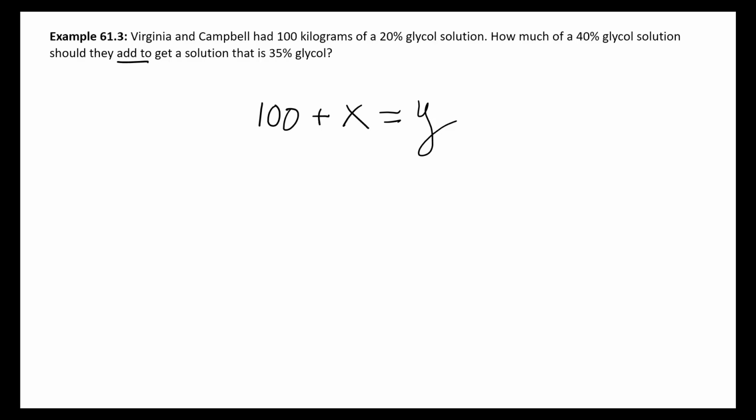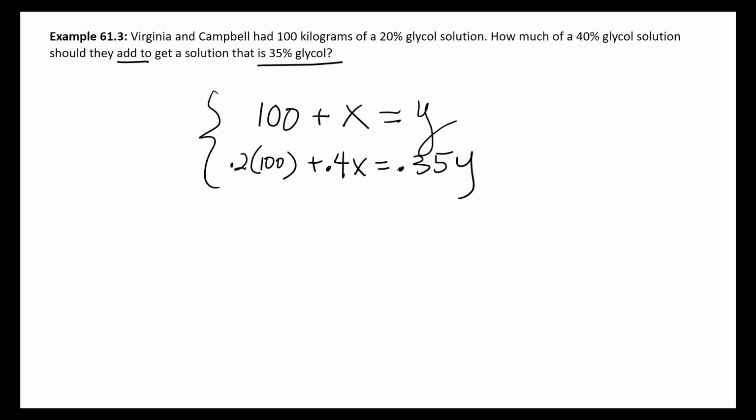So the 100 kilograms is 20% glycol. The amount we're adding is 40% glycol. And we want to end up with 35% glycol. All right, so we have two equations, two unknowns, and we can solve this by substitution.